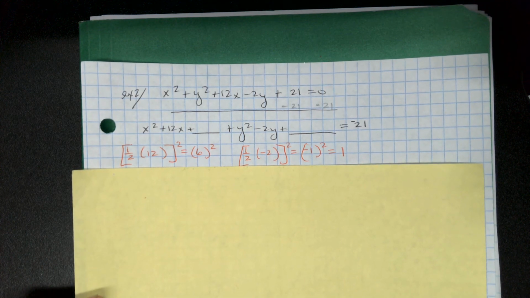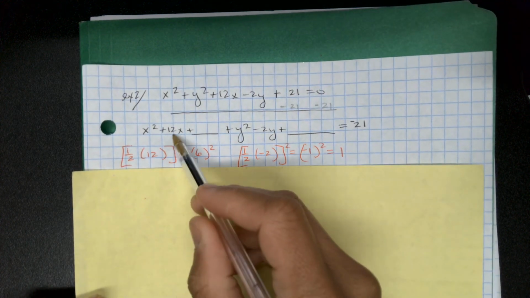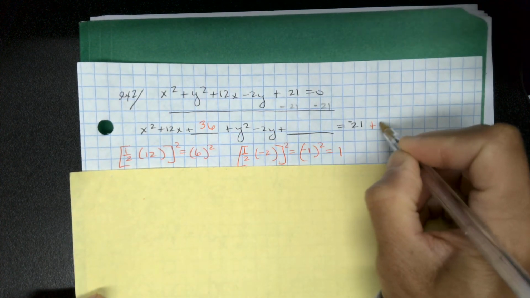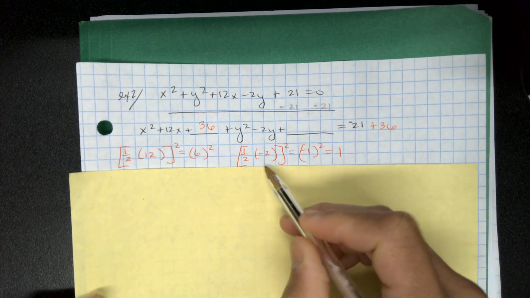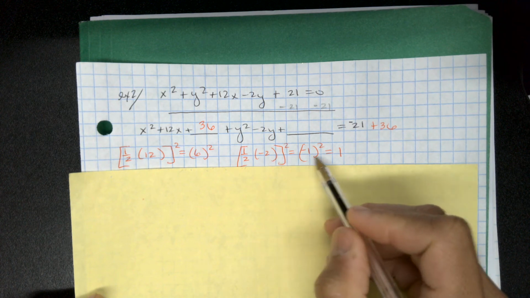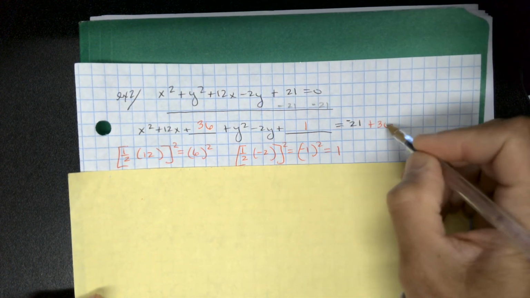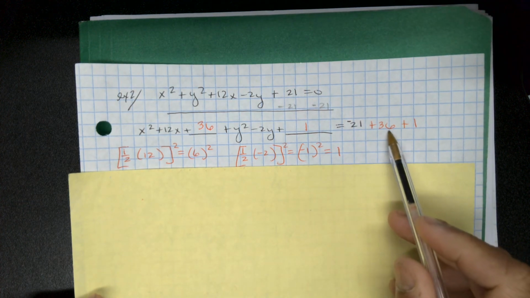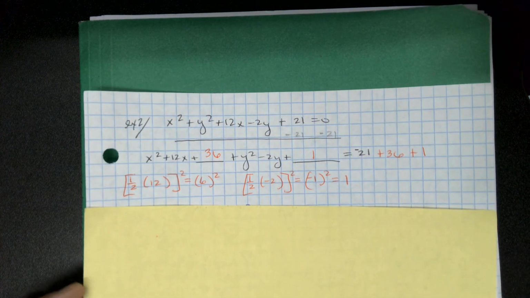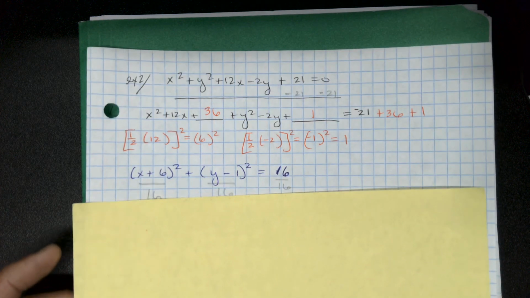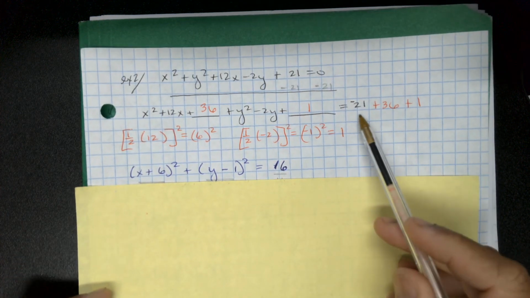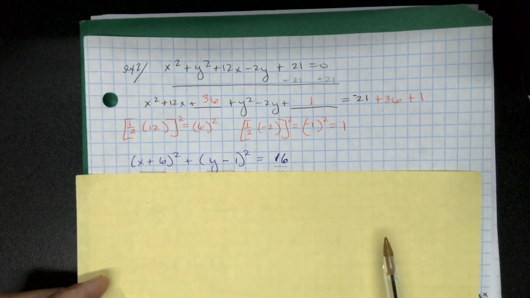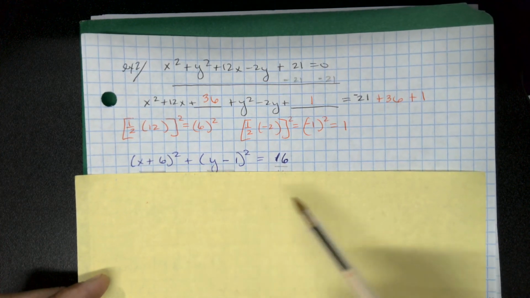So 1/2 of 12 squared is 6 squared, so 36 here, plus 36. Half of negative 2 is negative 1, negative 1 squared is 1, we added 1, plus 1. So when we add all this together, it is going to equal 16. We completed the square already.